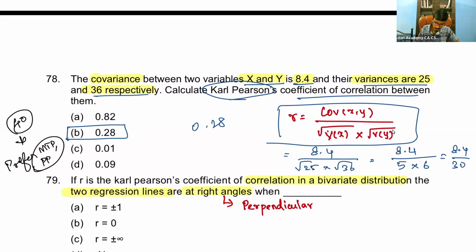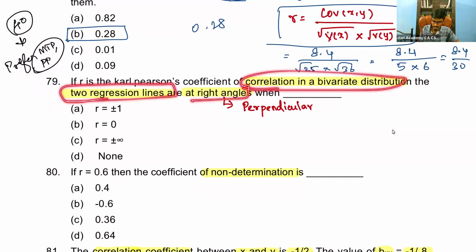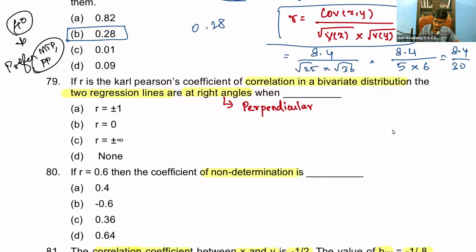Okay. Then question number 79. If r is the correlation coefficient of a bivariate distribution and the two regression lines are at right angles, they are asking. At right angle means it is perpendicular. When perpendicular, the value is going to be r is equal to 0.